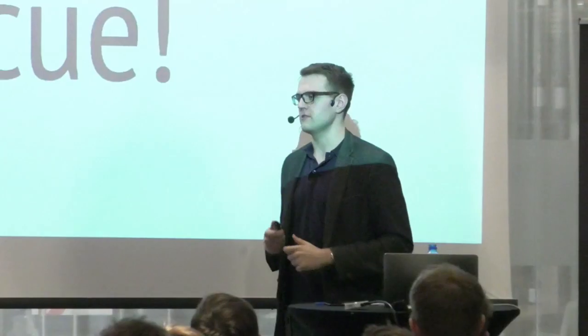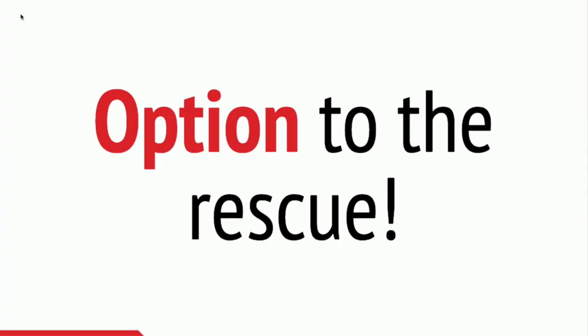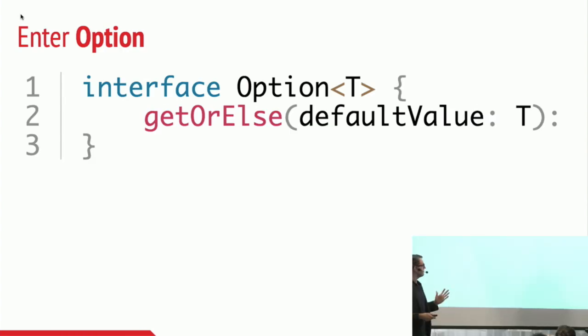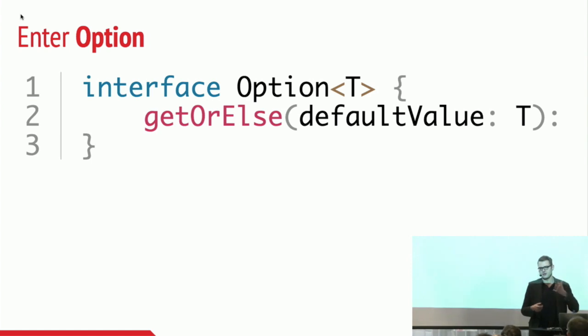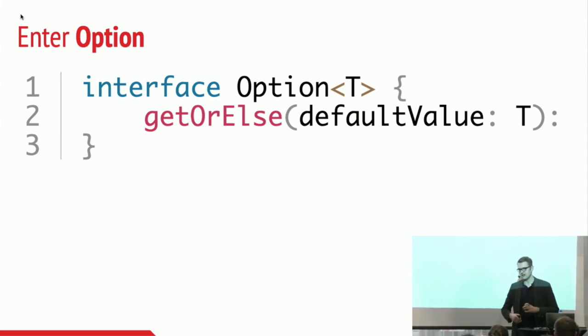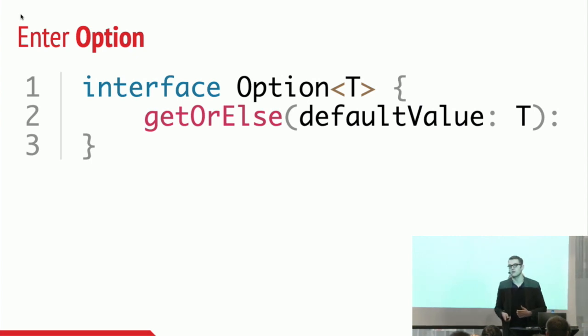So how can we fix this? We'll introduce a type. We'll call it Option. We'll start with a very simple definition. Option is a generic interface, so it's like a wrapper around a simple value, and it has the getOrElse method. Option represents something that either is available or is not available. And it has the getOrElse method, which will get us the nested value if it is available, or it will give us the default value if it's not available.